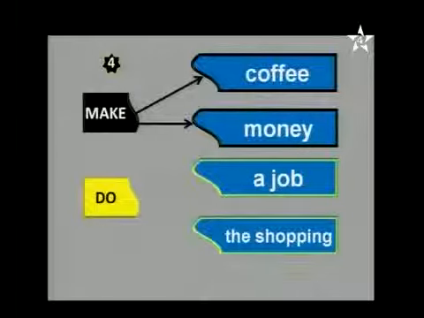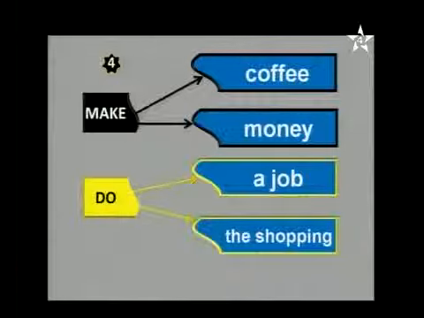And for a job, what do we say? Make a job or do a job? Sure, yes, we say to do a job, to do something, yes. And the last one, the shopping, we say to do the shopping. You go to the market and you go shopping, you buy things.